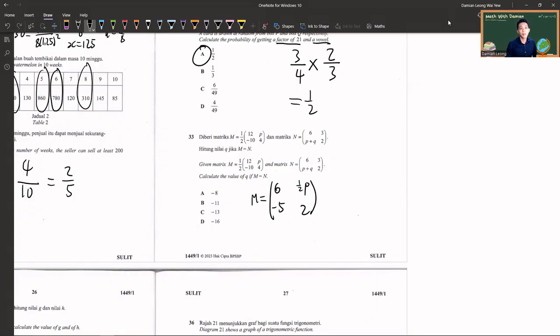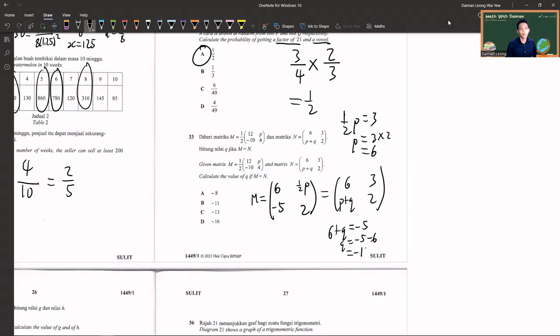Compare with 6, 3, P plus Q, 2 means 1 over 2 P equals 3. P is times 2. P is 6. 3 times 2, 6. Then 6 plus Q equals -5. Q is -5 minus 6, -11. So, nilai Q ialah -11.